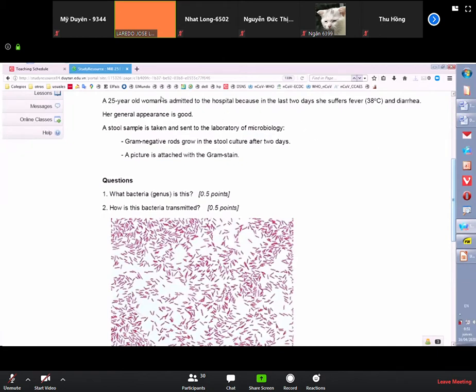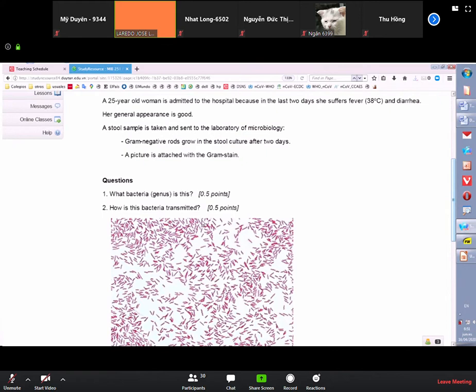Diarrhea. Young woman with fever and diarrhea, in good condition. A stool sample is taken and sent to the laboratory. Gram-negative rods grow in the stool. A picture is attached. What bacteria is this? Only the genus? Campylobacter. This is a Campylobacter, yes. The typical appearance, gram-negative rods with spiral shape, Campylobacter, okay? Possibly Campylobacter jejuni, but we only ask you the genus, Campylobacter.